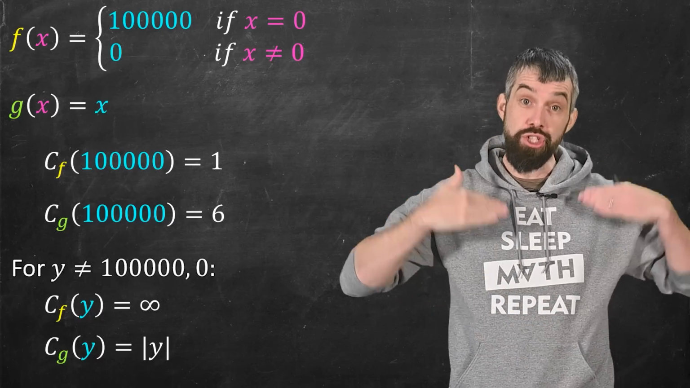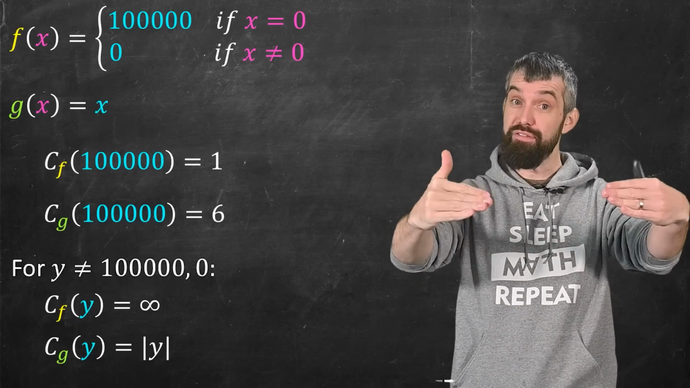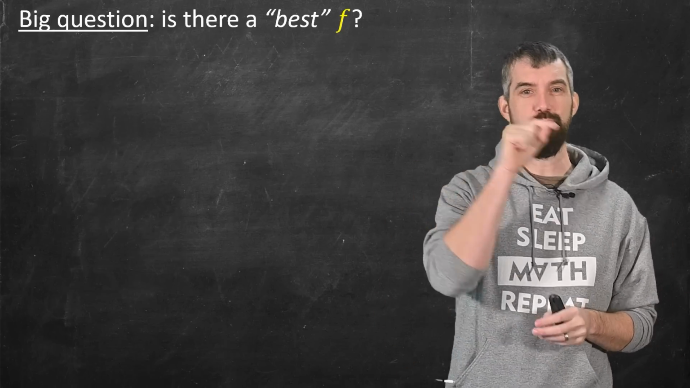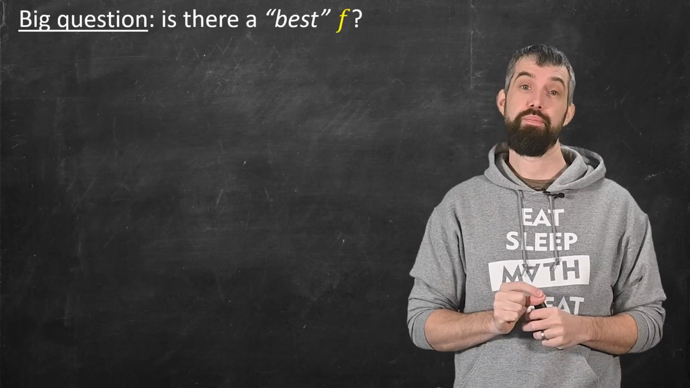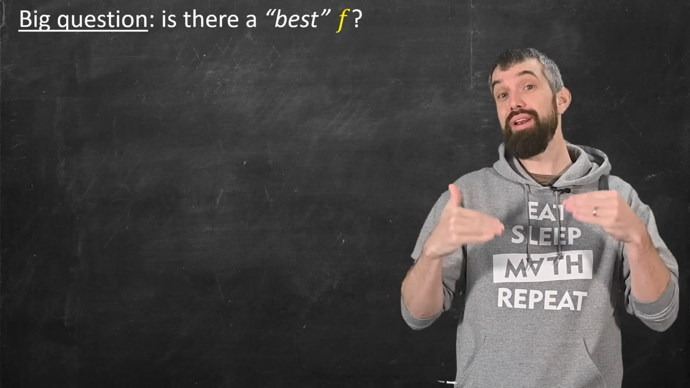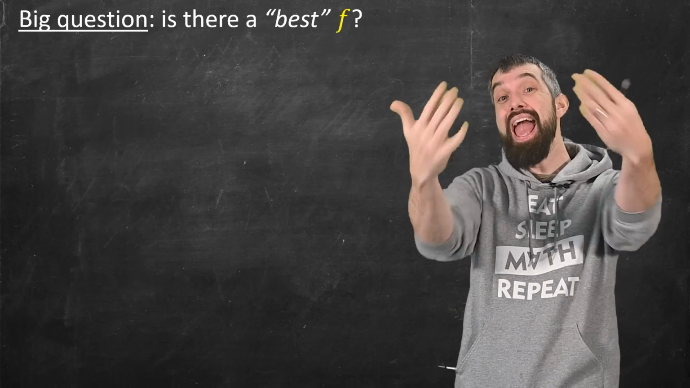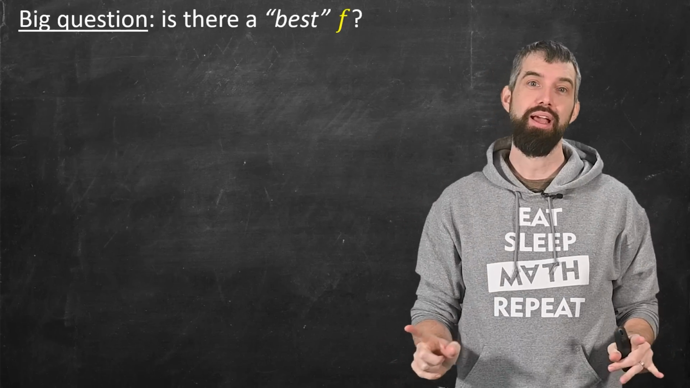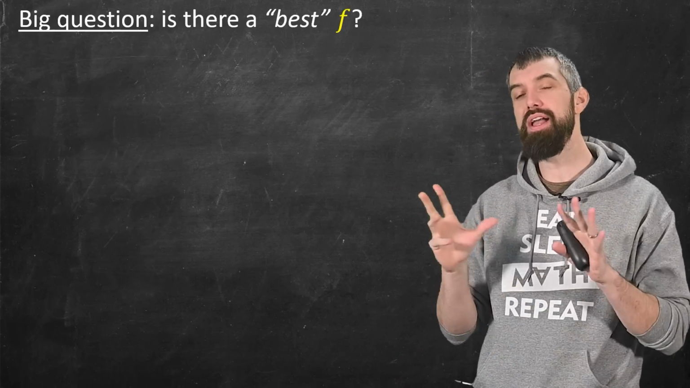So in this case, g minorizes f. So now we get to the big question. Is there a best possible f? Like, for example, is there an f that minorizes anything else you could possibly give me? That would be great. And the answer is a qualified yes.